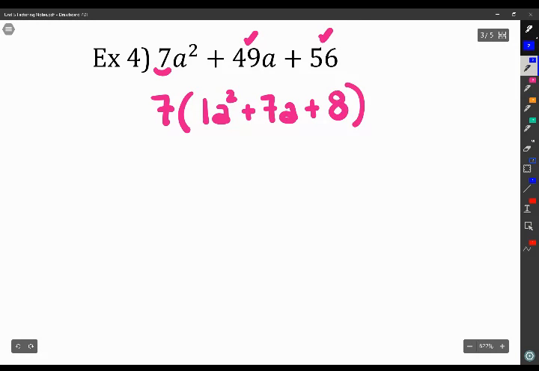So I take everything out, and now I multiply like I did before. 1 times 8 is 8. Factors of 8 are 1 and 8, or 2 and 4.